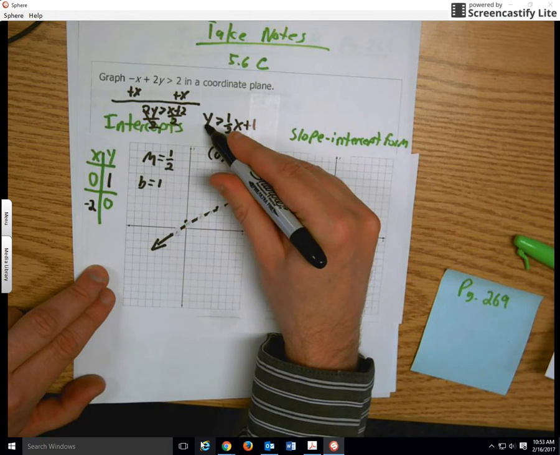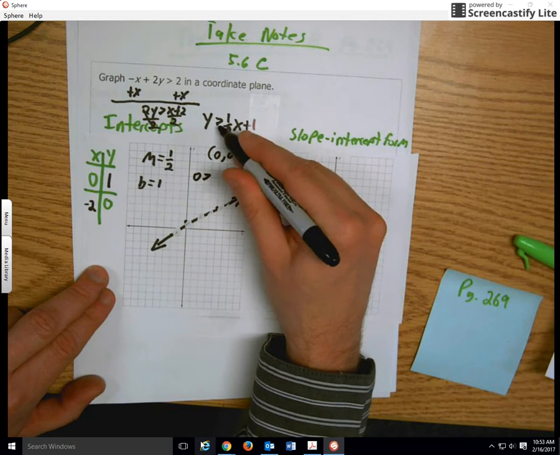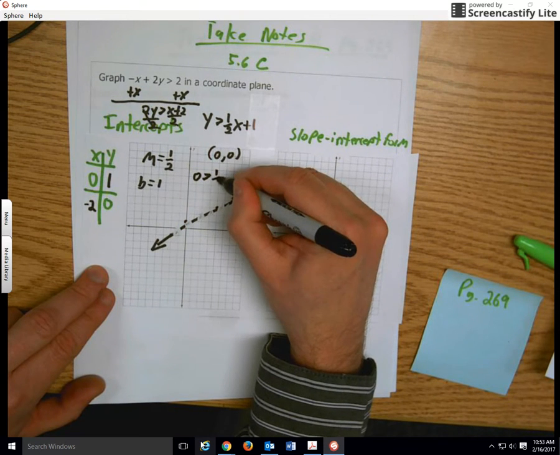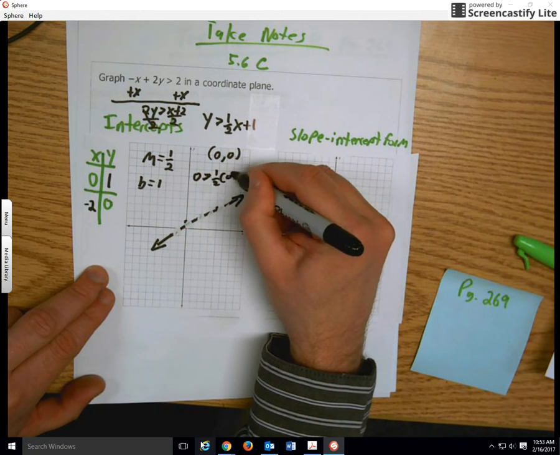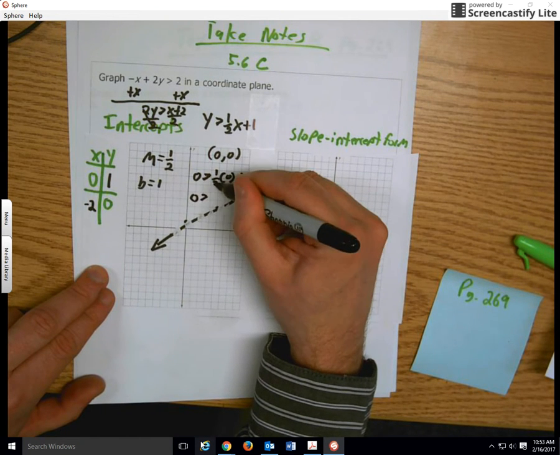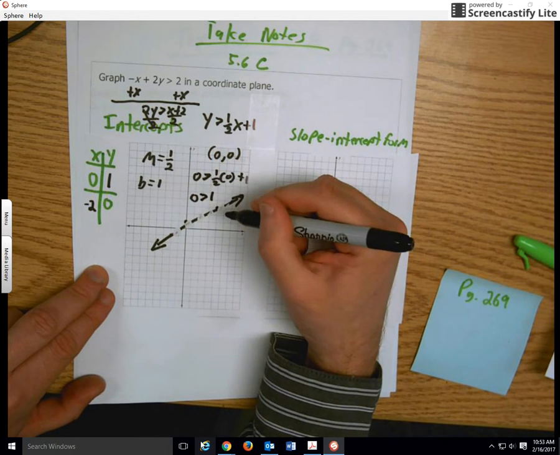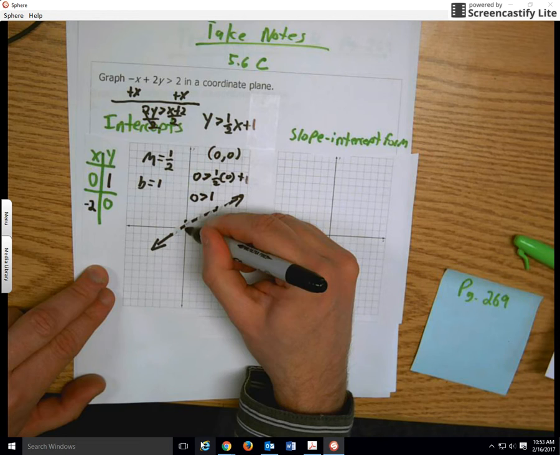So instead of this y here, I'm going to write a 0. I'm going to read down the is greater than. Half of x would be a 0 plus 1. Is 0 greater than, 0 times half is 0, bring down the 1. Is 0 greater than 1? Well, actually, that's not true. This test point is false.